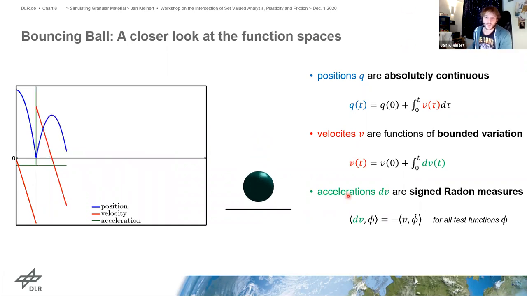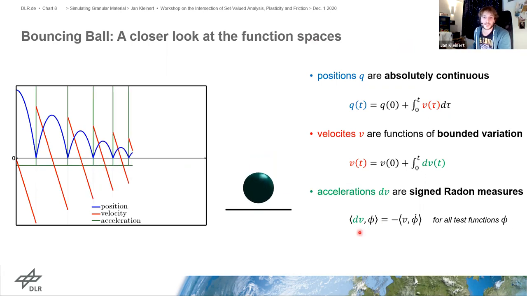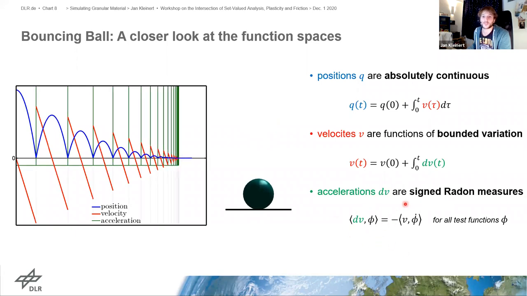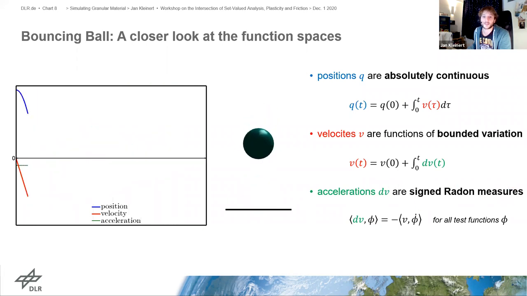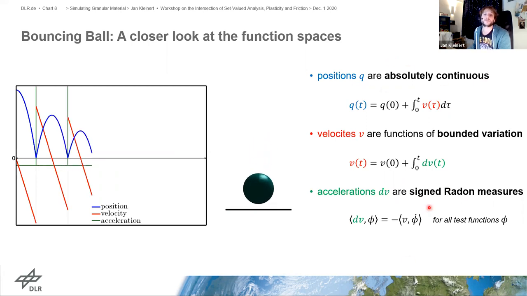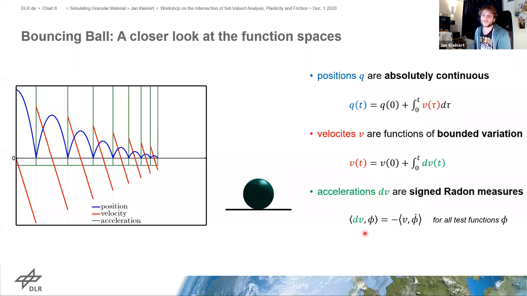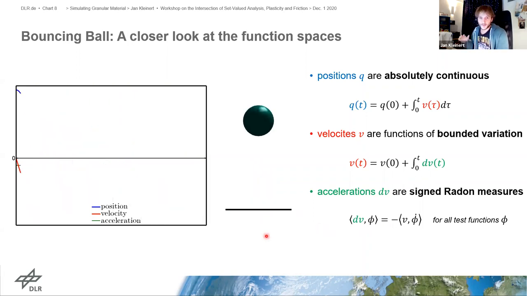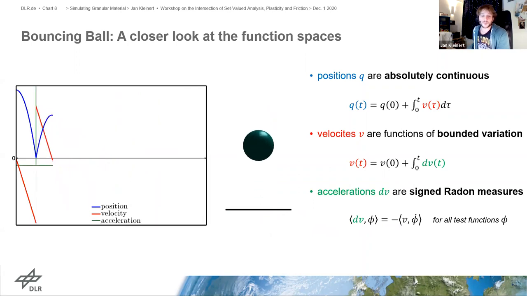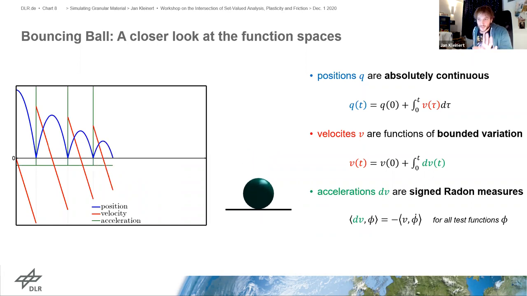So accelerations and forces are not classical functions anymore, but they only exist in a weak sense, and we can identify these weak derivatives with the signed Radon measures. Otherwise, let me put it this way, the dual space of absolutely continuous functions can be identified with the signed Radon measures, in the sense that we can write a dual pairing as an integral over this measure. So we don't have accelerations and forces as classical functions anymore. Okay, so let's keep this in mind.